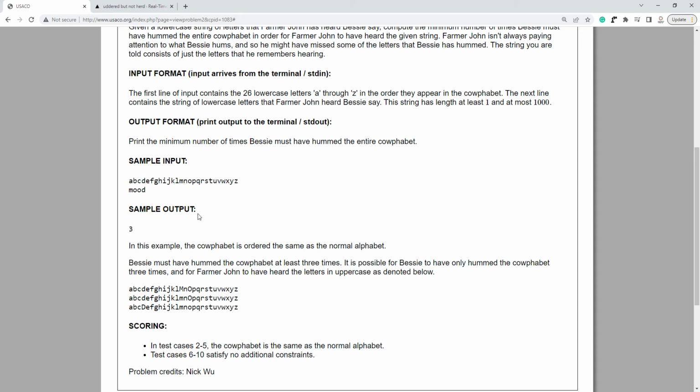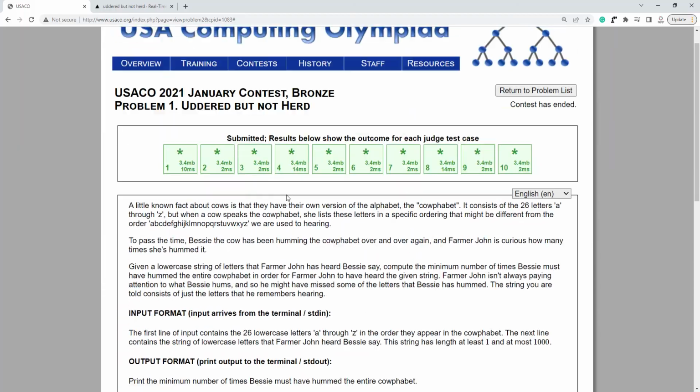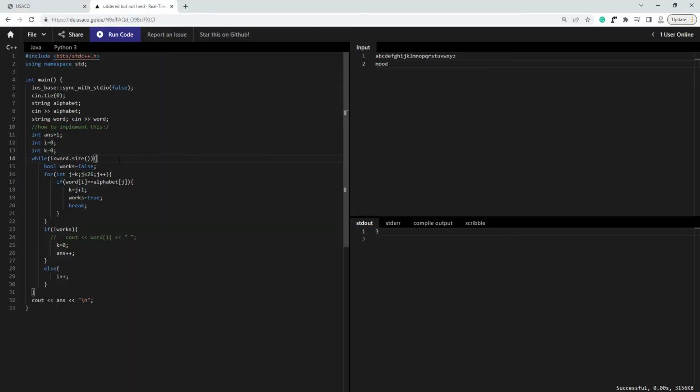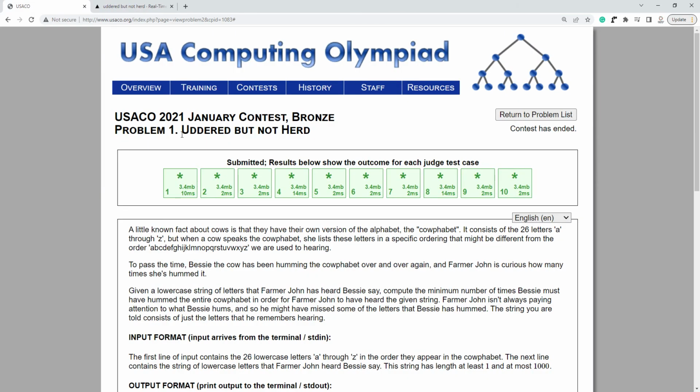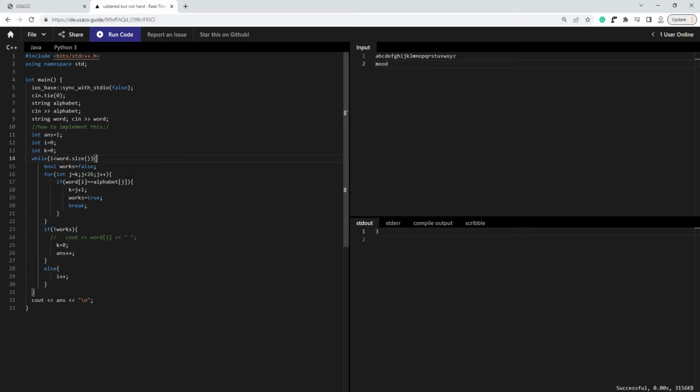So this is basically a greedy problem where, for each iteration, for each hum of the entire alphabet, you want as many letters of this as possible. And that's the problem. The code is here. Because the bounds are so small, the complexity really doesn't matter.